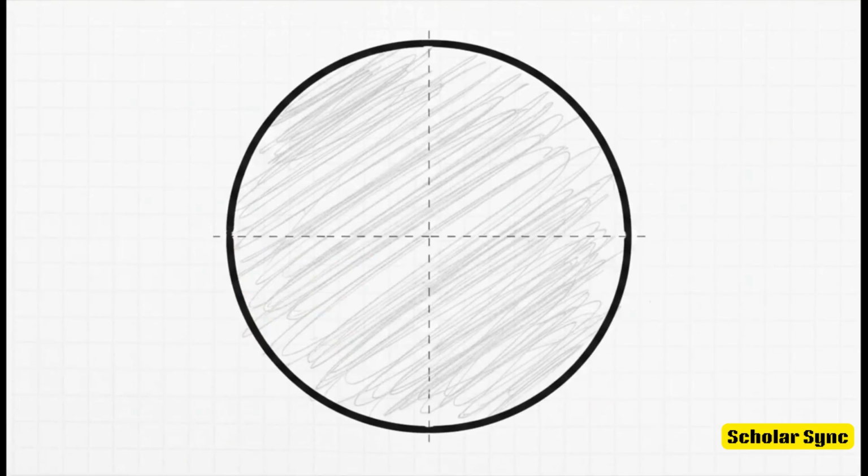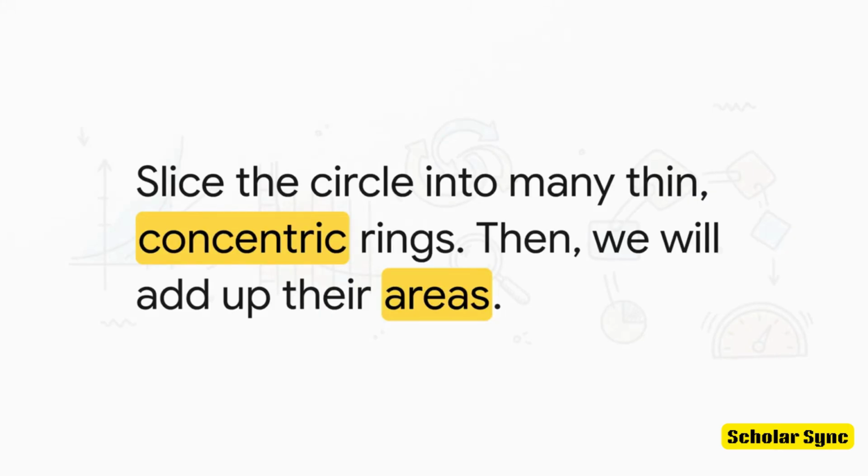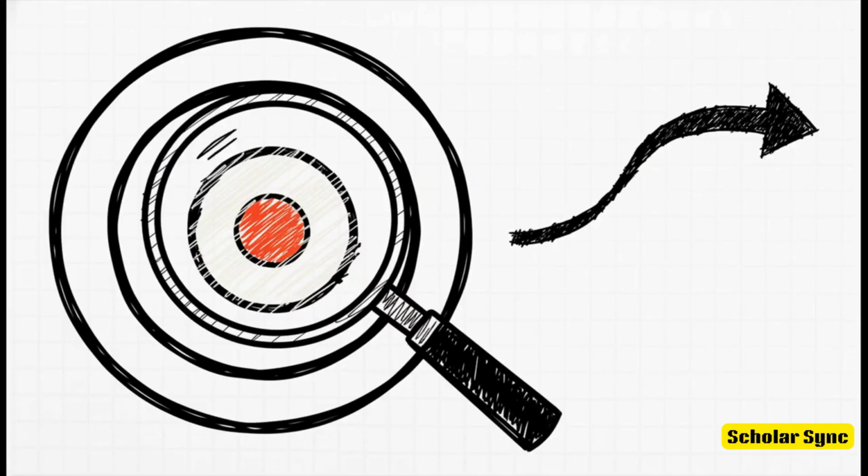All right, let's start with a circle. To find its area, we're going to need a clever strategy. The big idea is to figure out the area of each ring and then just add them all up. Okay, let's zoom in on just one of these rings. What do you think happens when we unroll it?